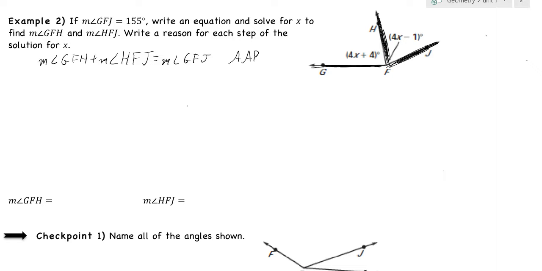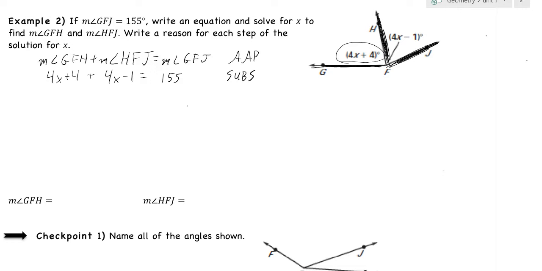Substitute. The measure of angle GFH is given over here in the picture. 4x plus 4 degrees. We substitute in, we can drop the degrees. The measure of angle HFJ is 4x minus 1 degrees. And the measure of angle GFJ is 155 degrees. All we did was simple substitution. Replaced each thing with what we knew it was equal to.